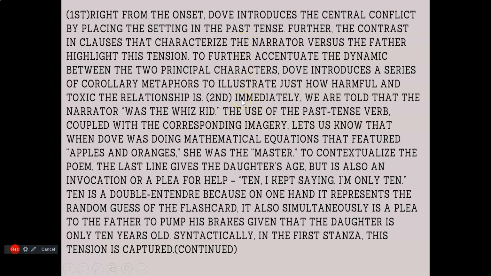So we have to find the best quote for that or the best paraphrase and just check it off our list. Keep our promise. So immediately we are told that the narrator was the whiz kid. The use of the past tense verb coupled with the corresponding imagery lets us know that when Dove was doing mathematical equations that featured apples and oranges, she was the master. Why are we doing this? Why is this perfect? Because we put a ribbon around the trunk right here.